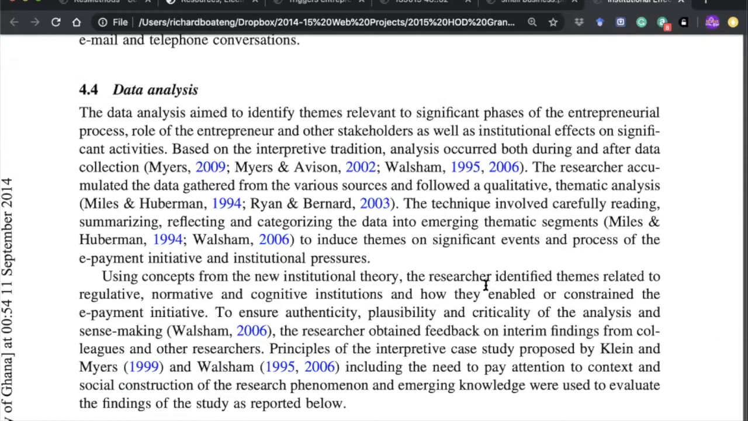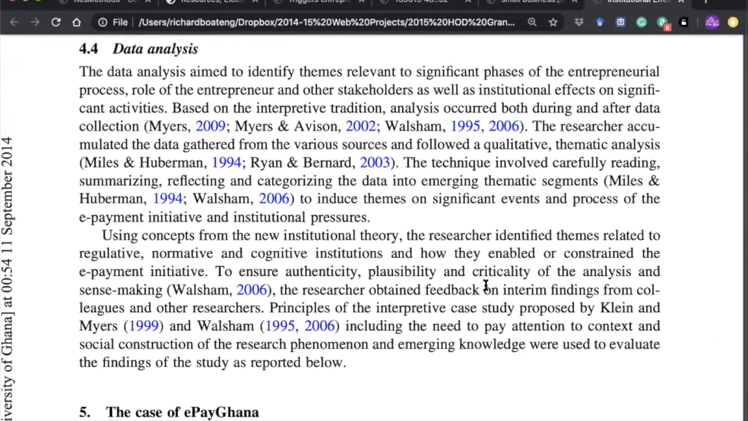I want to see, there's a part where he mentioned how he did it. Okay, so he began by, first of all, this is what he's trying to say. He said, the researcher accumulated data from various sources and followed a qualitative thematic analysis approach. The technique involved carefully reading, summarizing and categorizing data into emerging thematic segments to induce themes or labels on significant events and processes of the e-payment initiative and institutional pressures. Using concepts of the institutional theory, the researcher identified themes related to regulative, normative, and cognitive institutions. Then he linked them back to the data that he had.